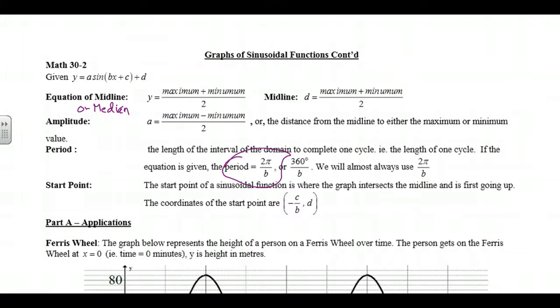Now, keep in mind, the only formula you get is this. Period is 2 pi over b. You don't get any of that. Oh, I think you also get this. So you are given 2 formulas for trig. One is y equals a sine bx plus c plus d, and the other is period equals 2 pi over b.